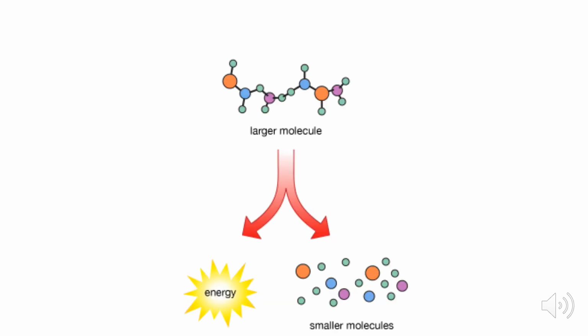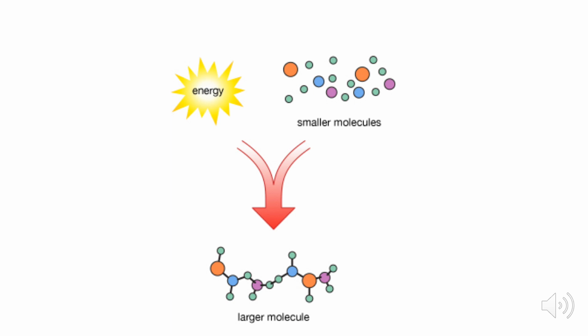So, I'm going to give you 5 seconds. Can you identify which type of reaction this is? Well done if you got this correct. It is a catabolic reaction. The reason for this is that it is breaking down a large molecule into smaller molecules and it's releasing energy at the same time.